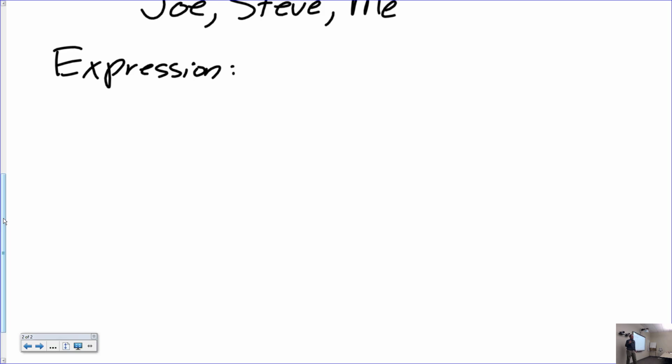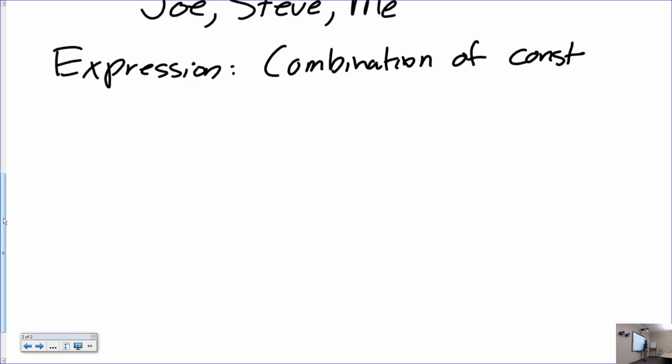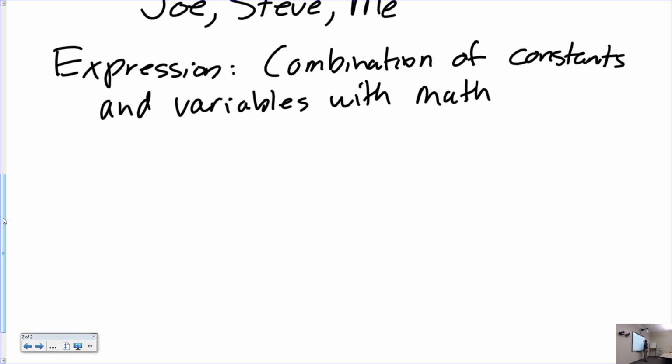All right, so the other thing that I will sometimes talk about in this class, and you just have to bear with me when I say it because it's a very mathy way of saying things, but I will talk about it. I will say, what's your expression? And an expression is just a combination of constants and variables with math operators in between.